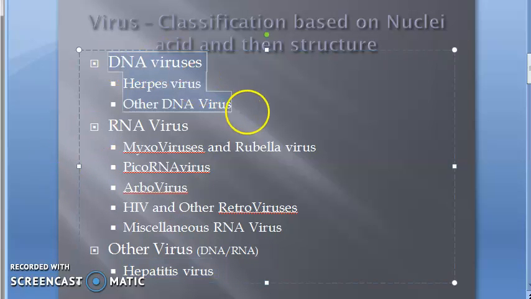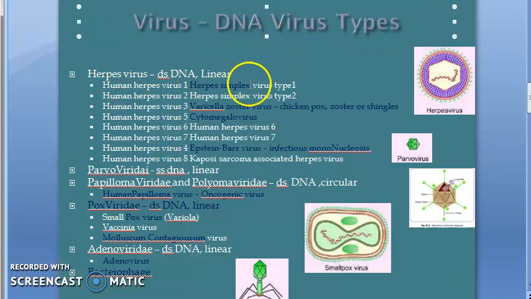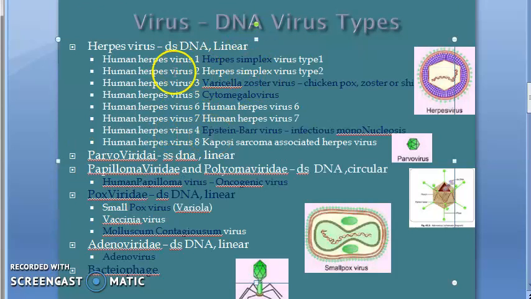Now, DNA virus, just remember a few examples. Herpes virus has been asked in the exam. Herpes simplex. Under herpes virus, you have 8 types. We'll come to the details. Then you have parvovirus, papilloma, human papilloma virus, pox virus like smallpox, then molluscum contagiosum, adenovirus, bacteriophage. So here you should just remember herpes, human papilloma virus, pox virus, molluscum contagiosum virus, adenovirus, bacteriophage.